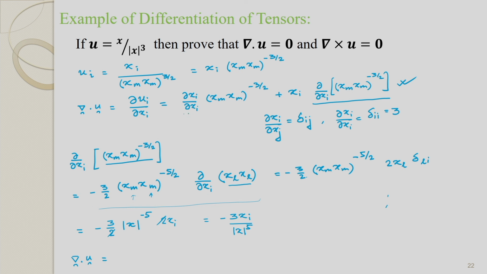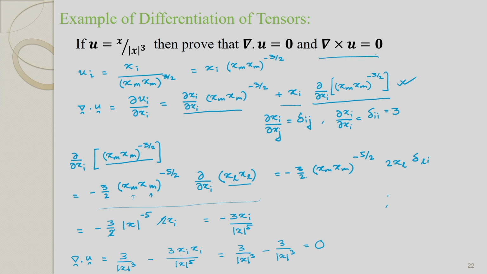Then the first term, that is this term, is nothing but 3 by mod x cube, minus 3 xi by mod x to the power 5. So that is this term. So this will be further 3, and xi xi is again nothing but mod x square. So finally it becomes mod x cube, and hence it is 0.